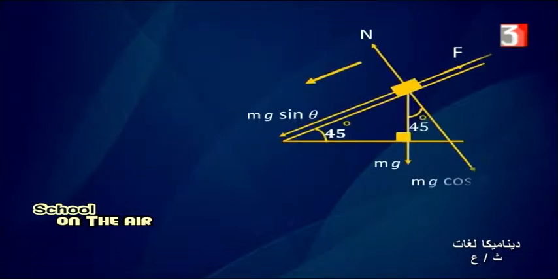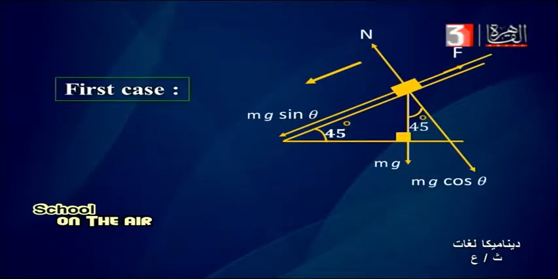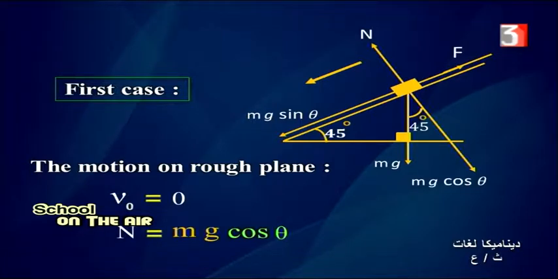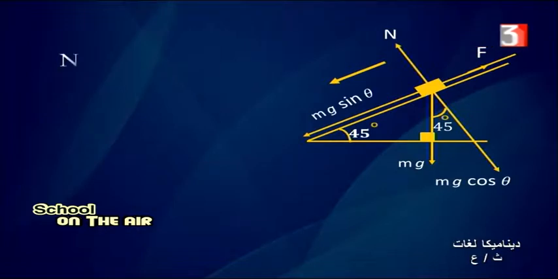Now, the first case, the motion on the rough plane. The initial velocity of the body equals 0, v naught equals 0, because the body is placed on the plane. And N equals mg cosine theta. Theta equals 45 degrees, then N equals root 2 over 2 mg.